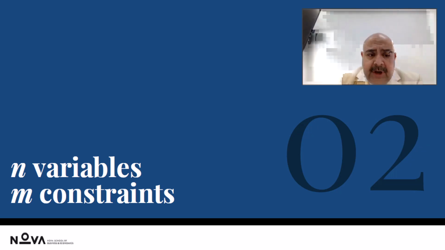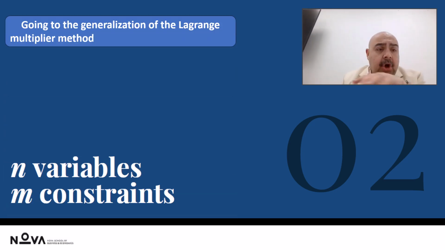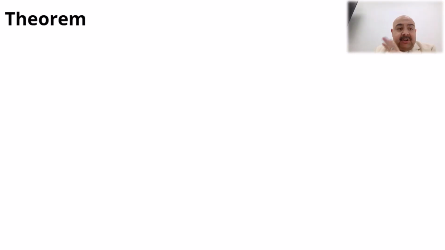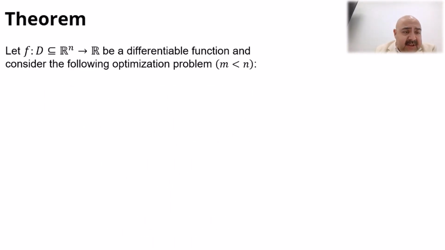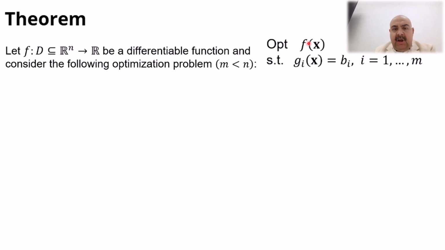What we are going to do now is go to the m variables in m constraints case, which is a generalization of what we had studied previously. So let's do it. The theorem states that if we have f such that its domain is a subset of Rn, and it goes into R, be a differentiable function, and considering the following optimization problem, m less than n, okay, here we go.